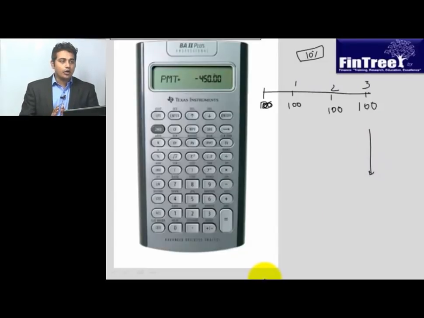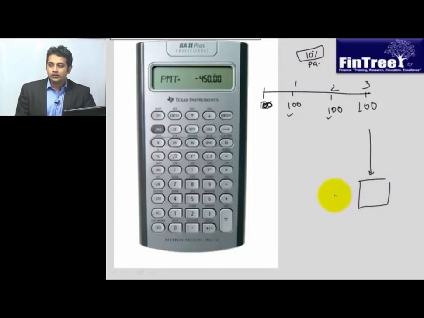That every year, not month, every year you've invested 100 rupees for yourself. So 100 here, here and here. The interest rate offered by bank is 10% per annum compounded annually. Find out how much money you would be left with at the end of year 3. Do it.